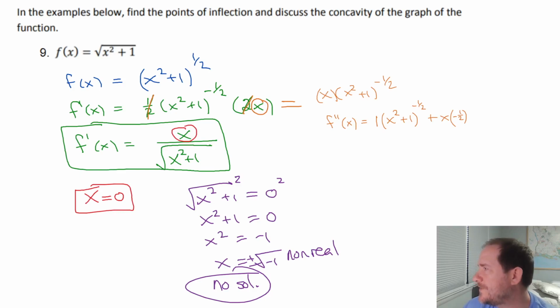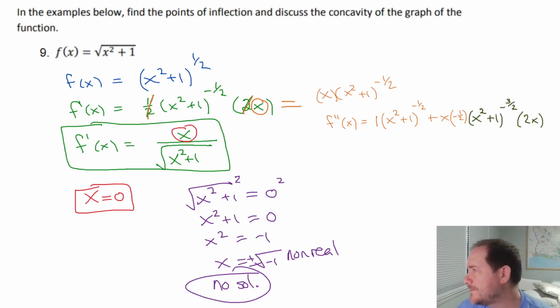But to finish off this derivative, we're multiplying by the power, so we get negative a half. We leave our base alone, x squared plus 1. We drop the power by 1 again. It goes down to negative 3/2. Then we chain rule again. We get another factor of 2x. So that's our derivative, as ugly as it is. And we need to clean it up now, which I really don't want to do.